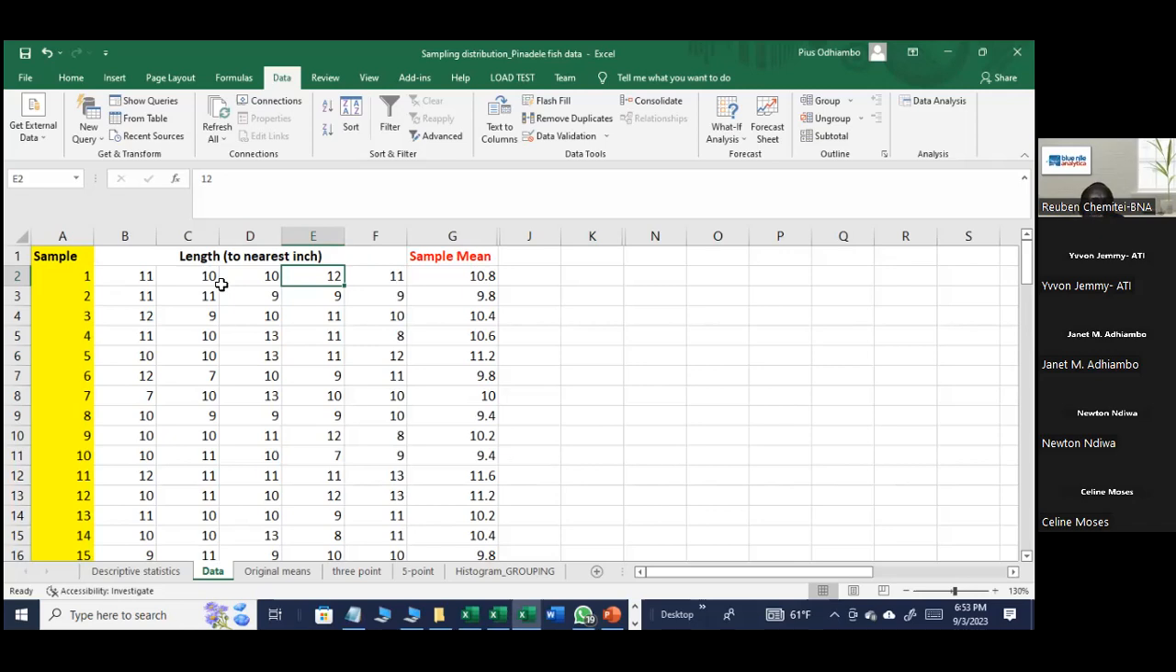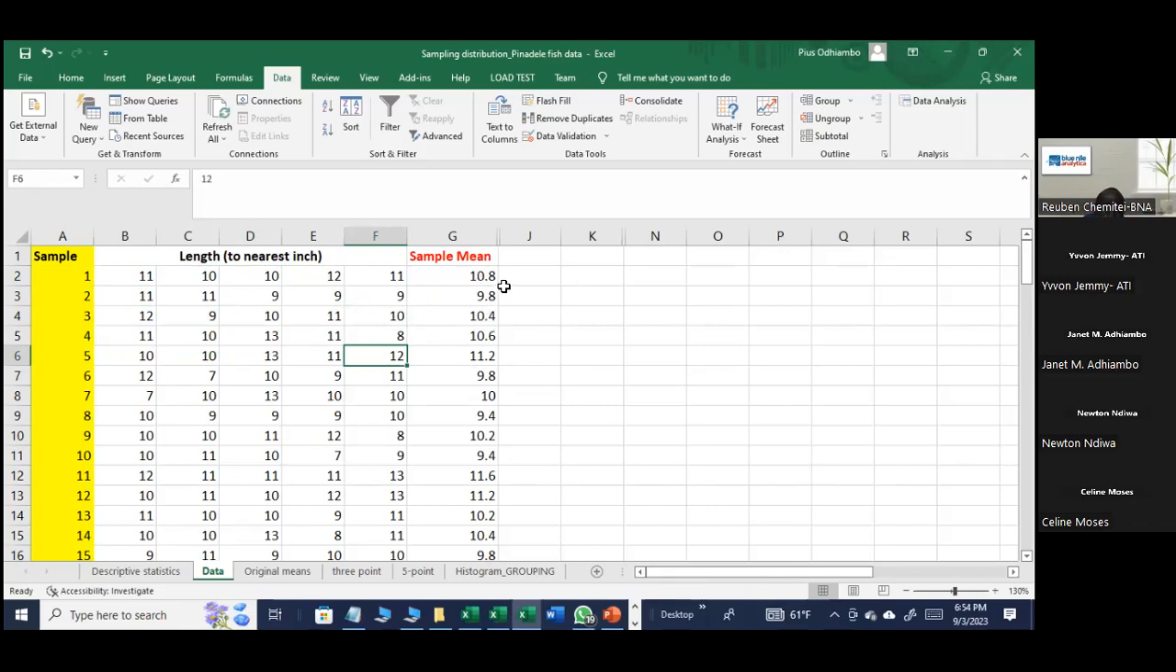So data was picked from fish, and at any point in time we are picking 5 fish, and you can see we have the first fish, second, third, and so on. Then we have the second sample, we again pick 5 fish. Then the third sample, we again pick 5 fish. And what we are doing here is we are collecting this raw data and trying to get the sample mean.